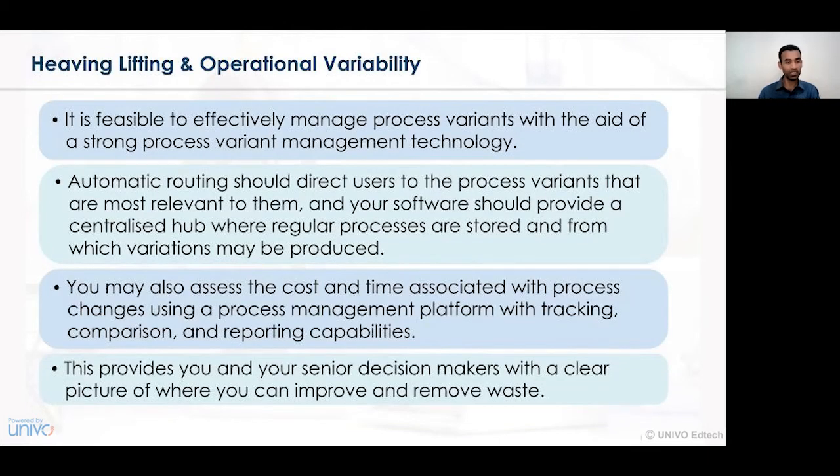Now let's understand the concept of heavy lifting and operations variability. Heavy lifting and operations variability is a concept which takes into account the feasibility of the organization to manage the process with the aid of strong process variant management technology. With the help of the management technology that has been implemented, the various processes can be implemented and certain changes in those processes can be organized in an automatic routing.